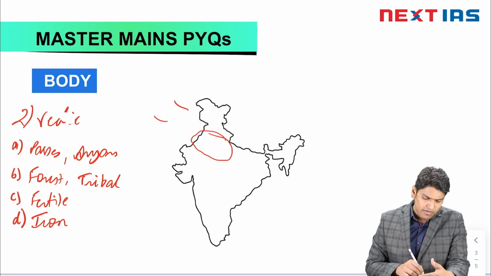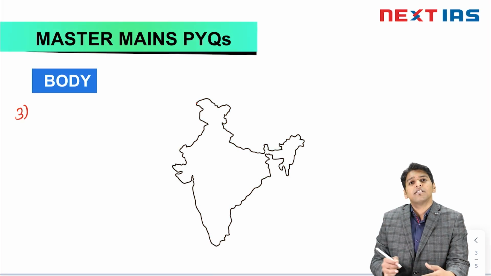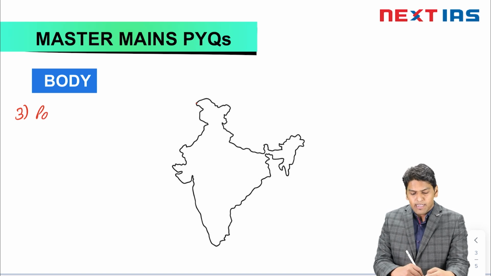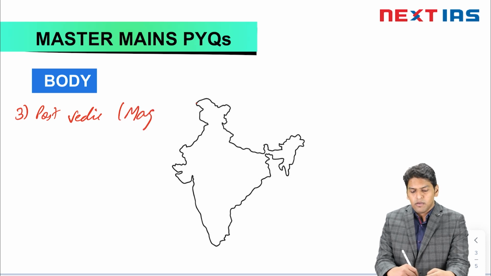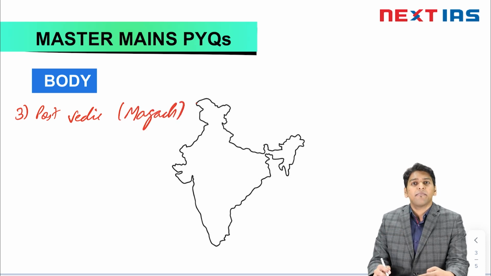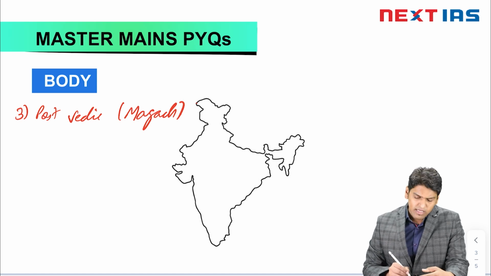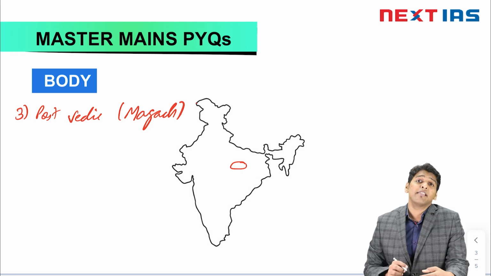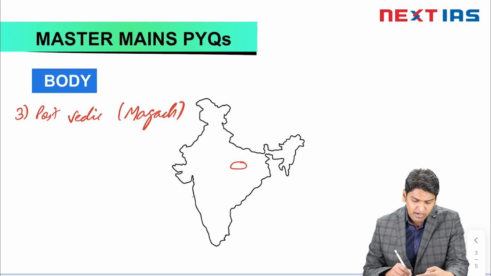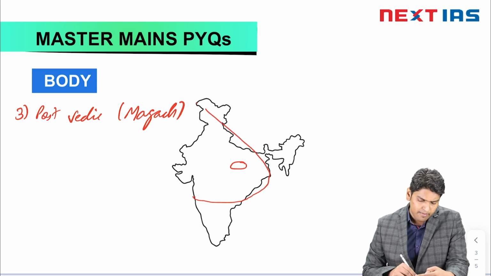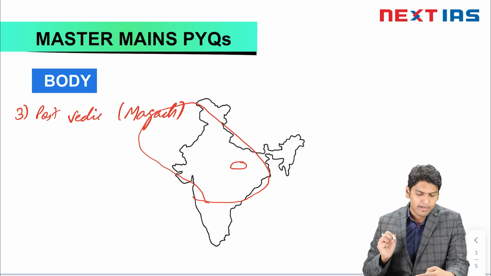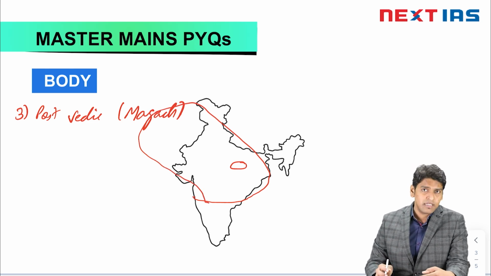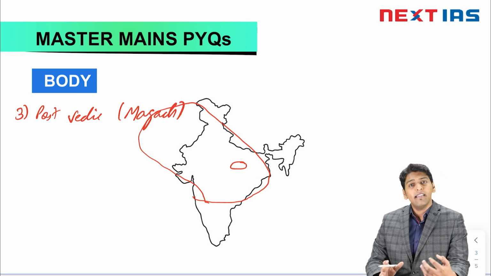Next phase, if we see, was the post-Vedic, or you can call it the rise of the Magadha Empire. The area of Magadha started from this region. But later, when the Mauryans came to the Magadha Empire, they expanded the territory. Here, this was the rough territory of the Mauryans. That was the largest territory India had ever seen.